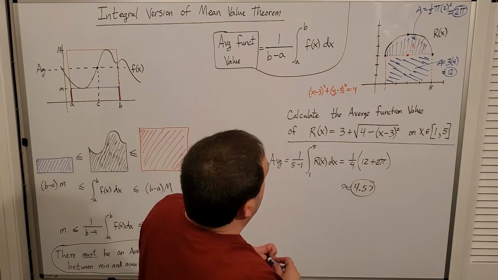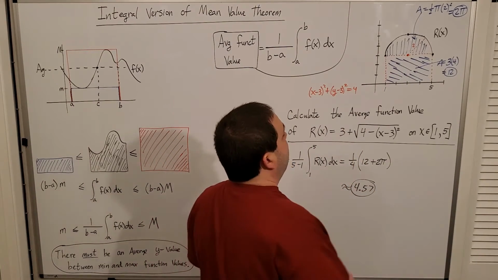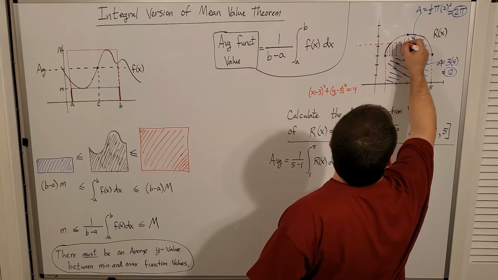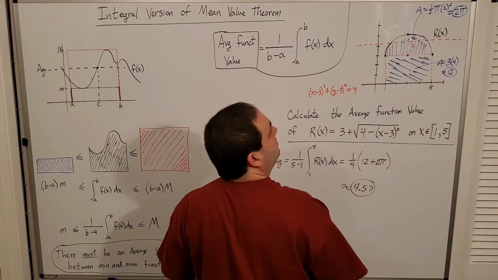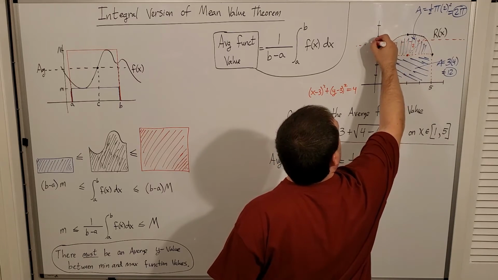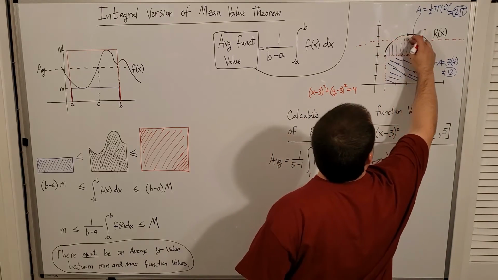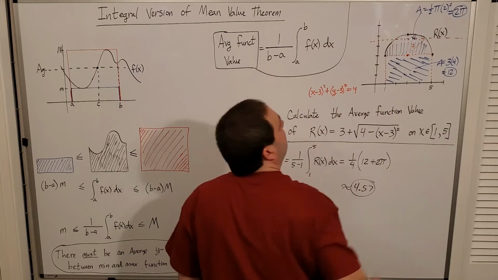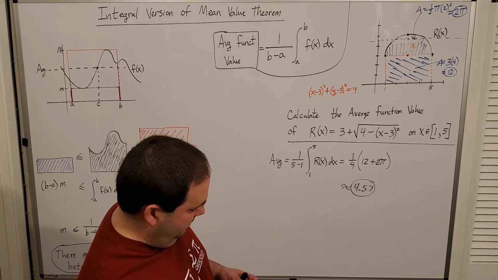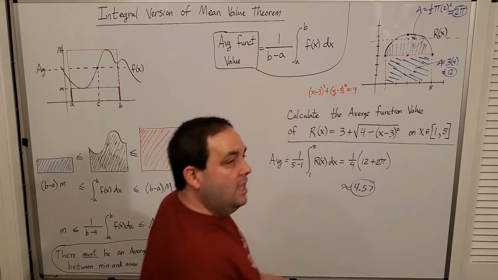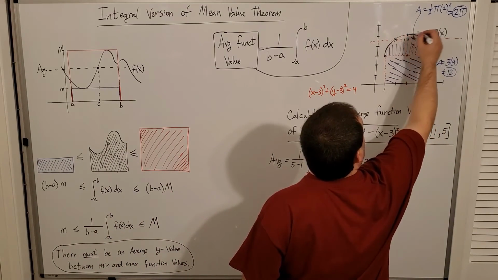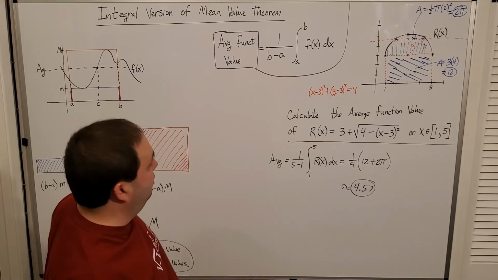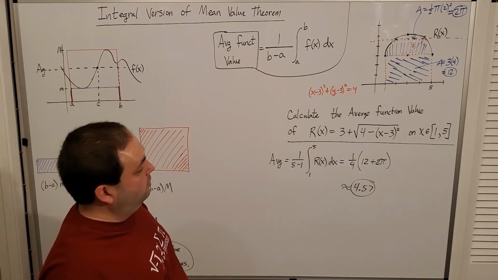Ish. So 4.57 is the average value, right? 1, 2, 3, 4.5. The average value is here. Well, ish. I didn't get it quite halfway, did I? It should be about right there, actually. Sorry about that. Not drawn to scale, right? But close enough. As you can see, there are 2 points this time that take on that average value there. The mean value theorem just guarantees at least one if you have the continuous function there.